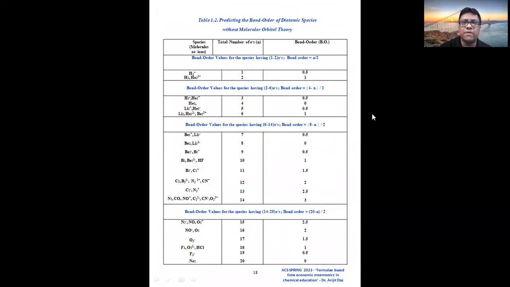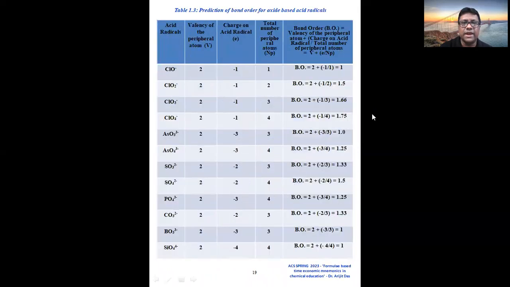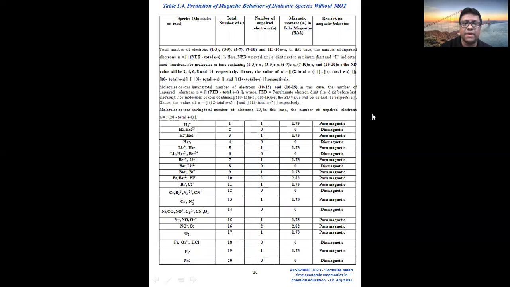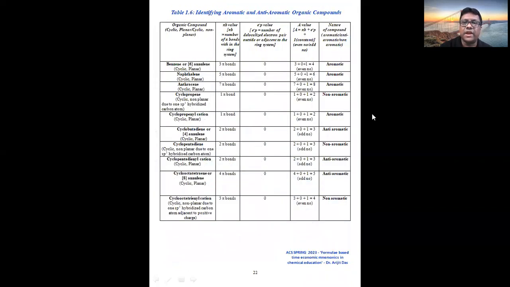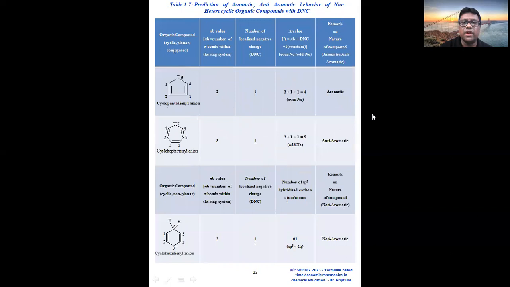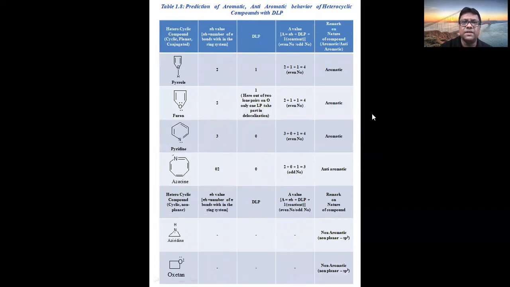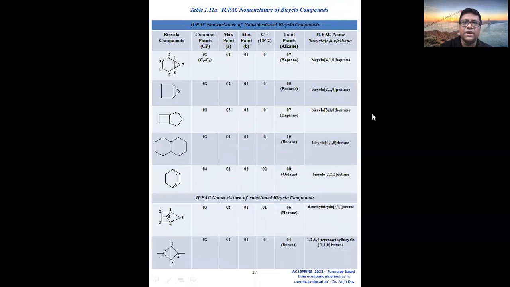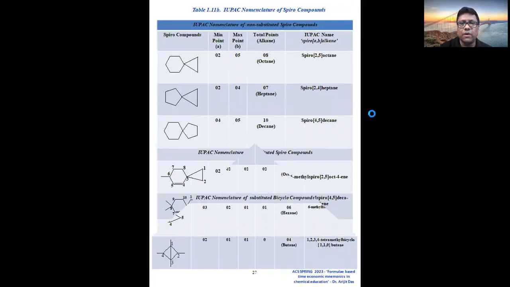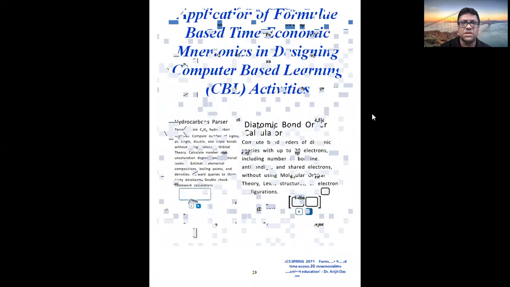Then next, bond order of diatomic species without MOT. Then bond order for oxide-based acid radicals. Next, magnetic behavior of diatomic species without MOT. Next, spin multiplicity. And next, aromatic behavior of simple organic compounds, aromatic behavior of organic compounds bearing negative charge, and aromatic behavior of heterocyclic compounds. And these are chemical bond calculations of alkene and alkyne systems. Then this is the IUPAC nomenclature of bicyclo and spiro compounds.